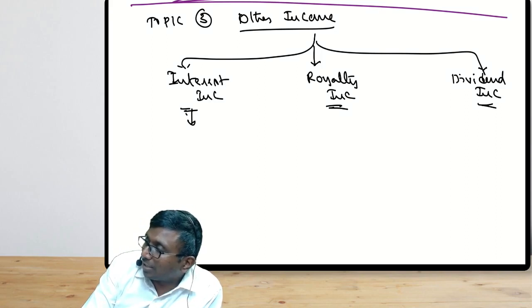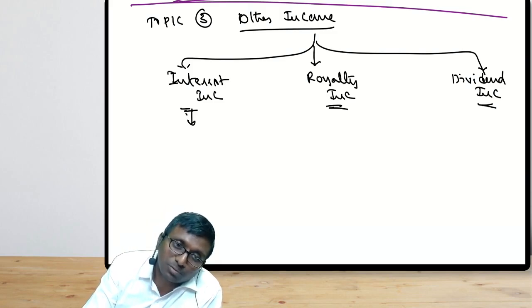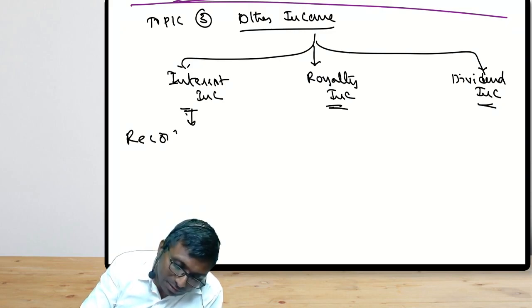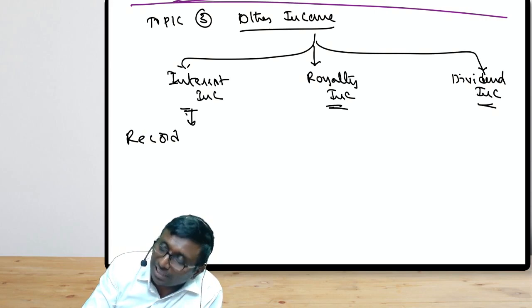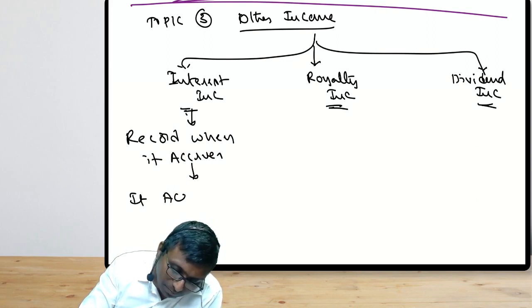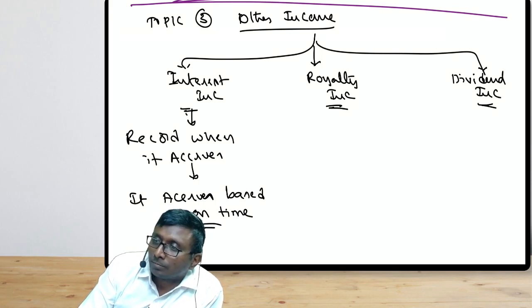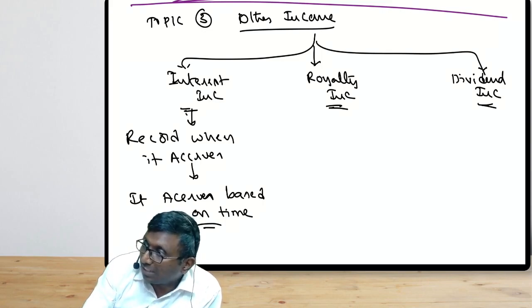Interest income. When should I record interest income? When received, cash basis? Accrued. Record it on an accrual basis, when it accrues. You write: it accrues based on time. Correct? If I have given a loan, there is interest. One day over means one day of interest accrues. Time passed, then interest accrues. Got my point? Time is the basis.